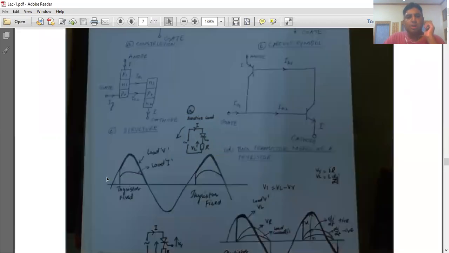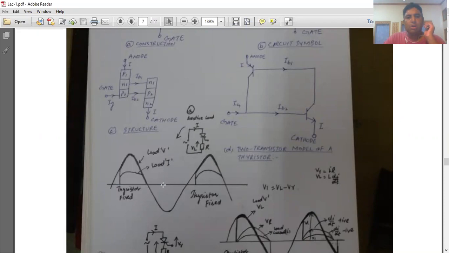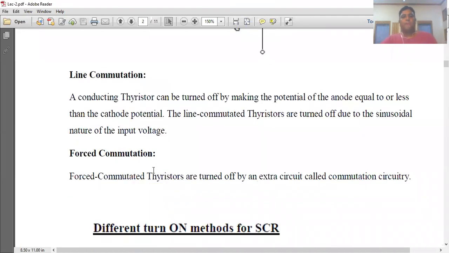So you can see that in the positive cycle of this input, the anode will be at higher or positive potential than the cathode. As soon as this waveform enters the negative cycle, the voltage polarity will be reversed, or the anode will be at lower potential or negative potential with respect to the cathode. So due to this nature of the sinusoidal waveform, the thyristor will automatically turn off. So this is called line commutation. Okay, now coming back to our lecture number 2. This is line commutation.